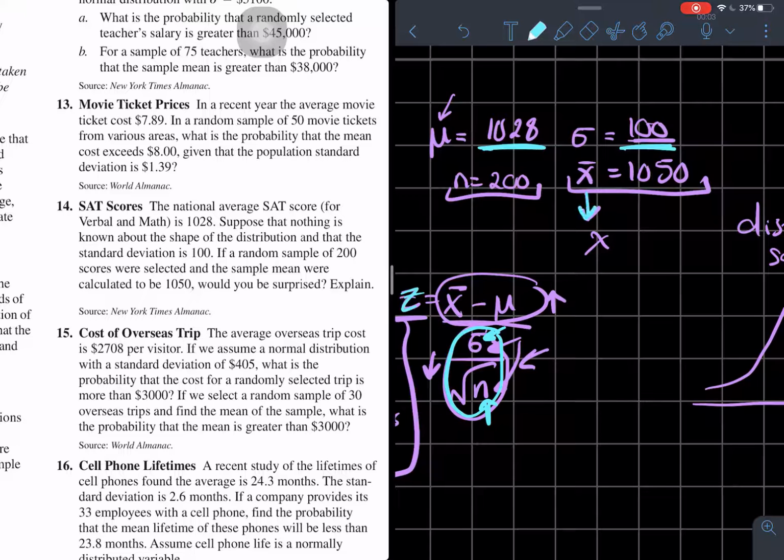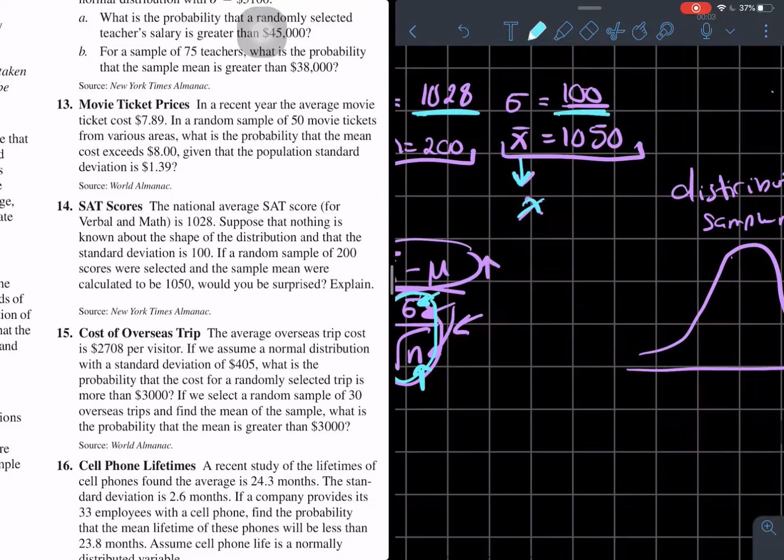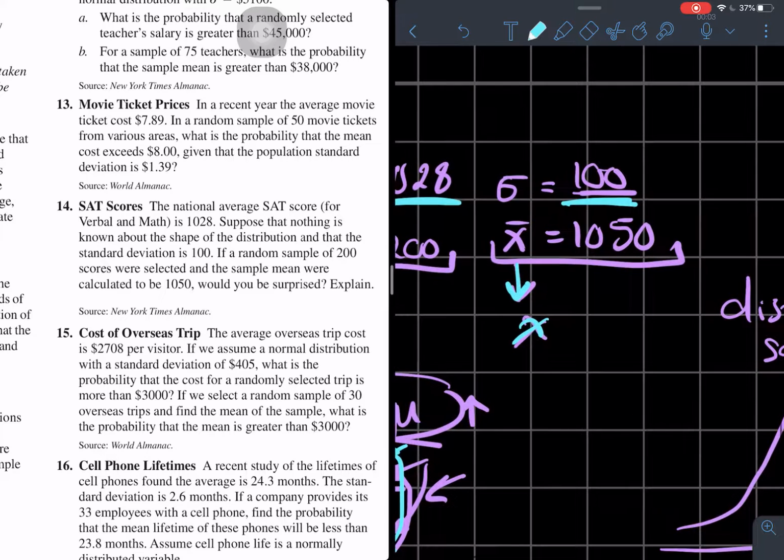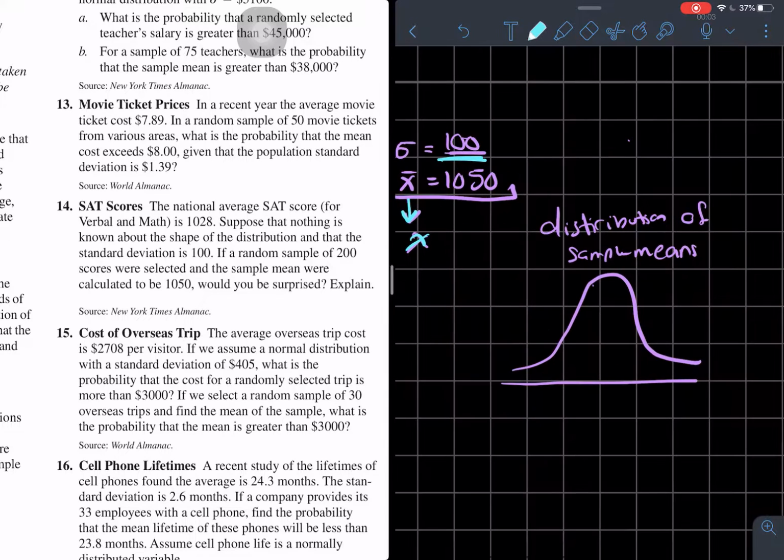If I assume that this was my x, then 1050 is not really that different than 1028, because look at it, the standard deviation is 100. So that means if I had something like this, this is my data. Let's just say this is a data distribution, and this is my 1028. My 1050 would be somewhere around here.